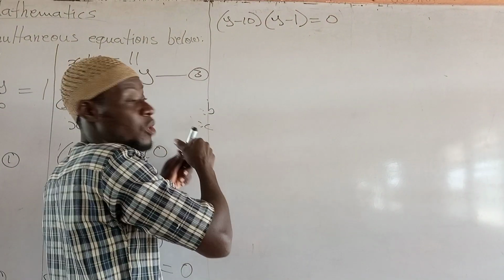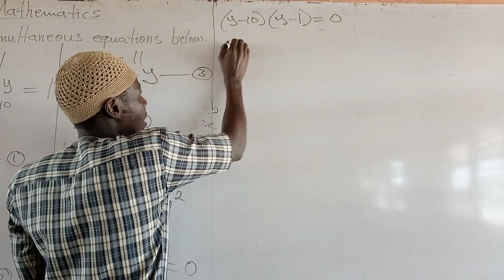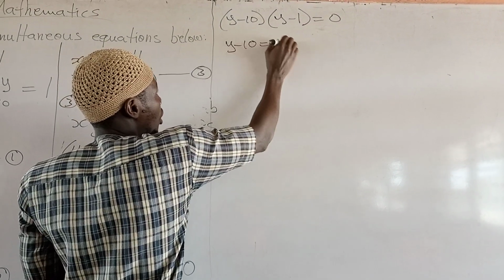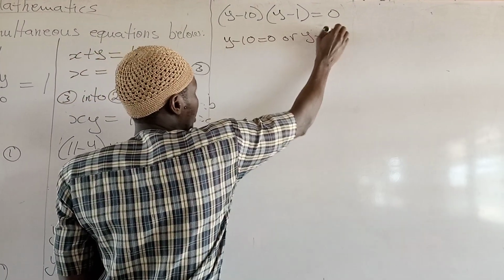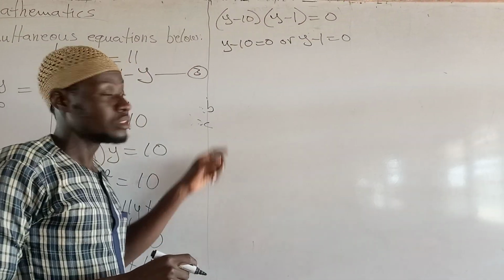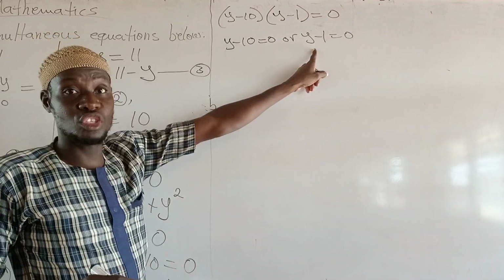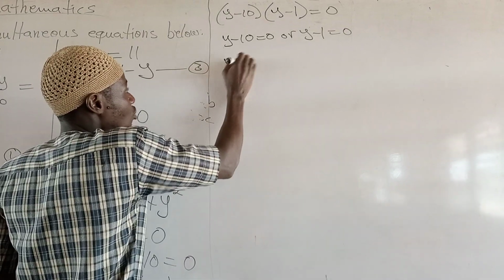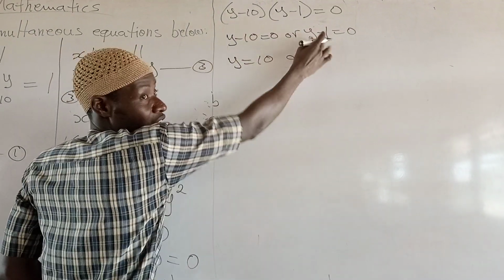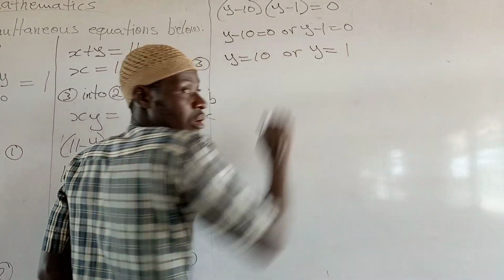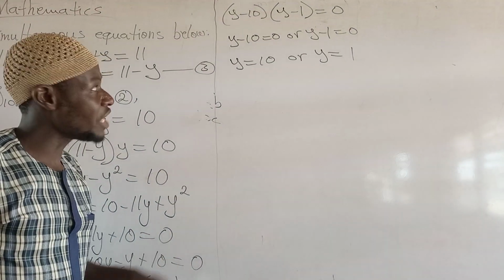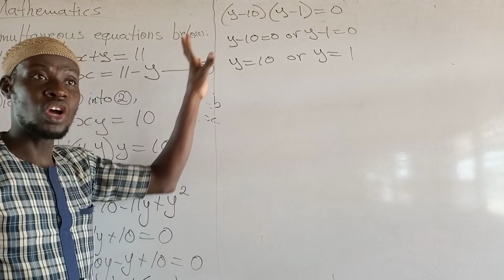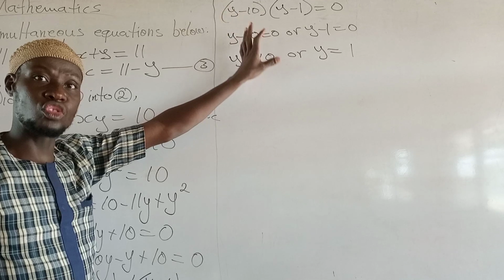Then what it means is that it's either y minus 10 is equal to 0 or y minus 1 is equal to 0. Solving for y, y is equal to 10, or on the other side, y is equal to positive 1. But here we are solving for x and y. So we have found our values of y.